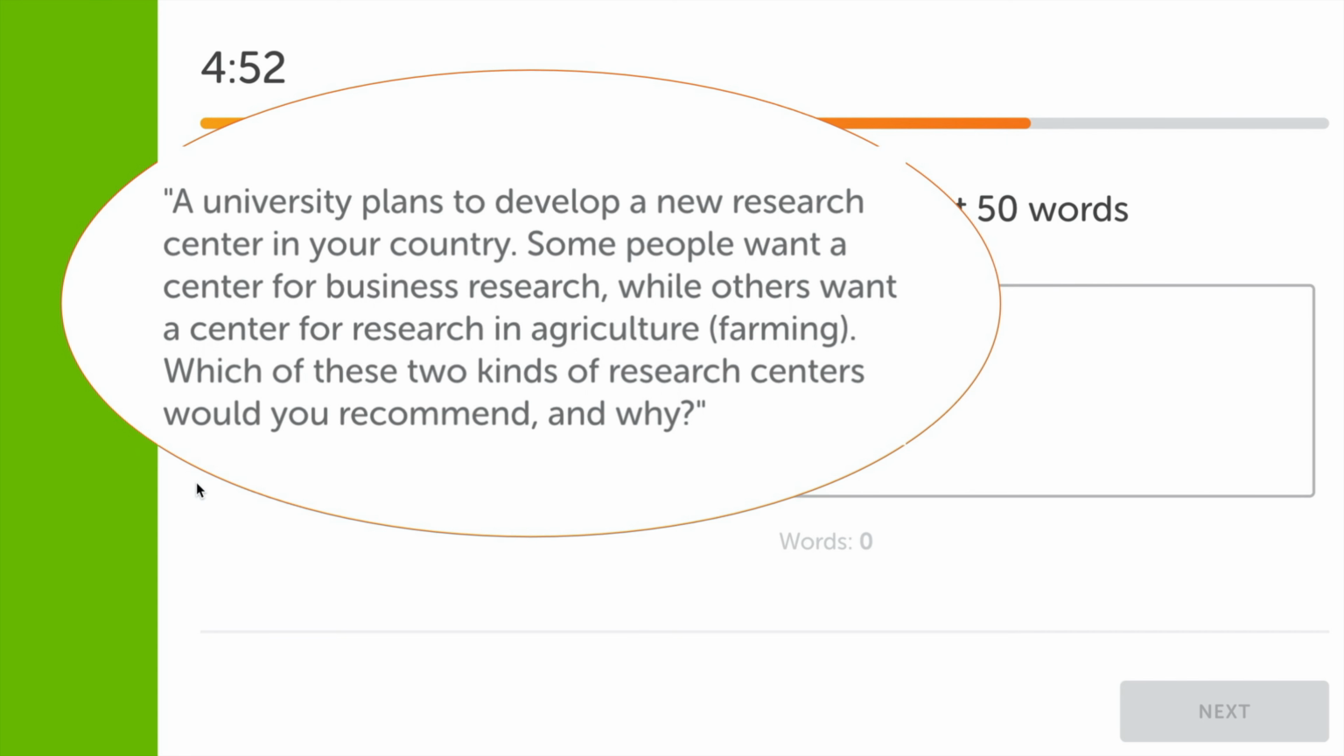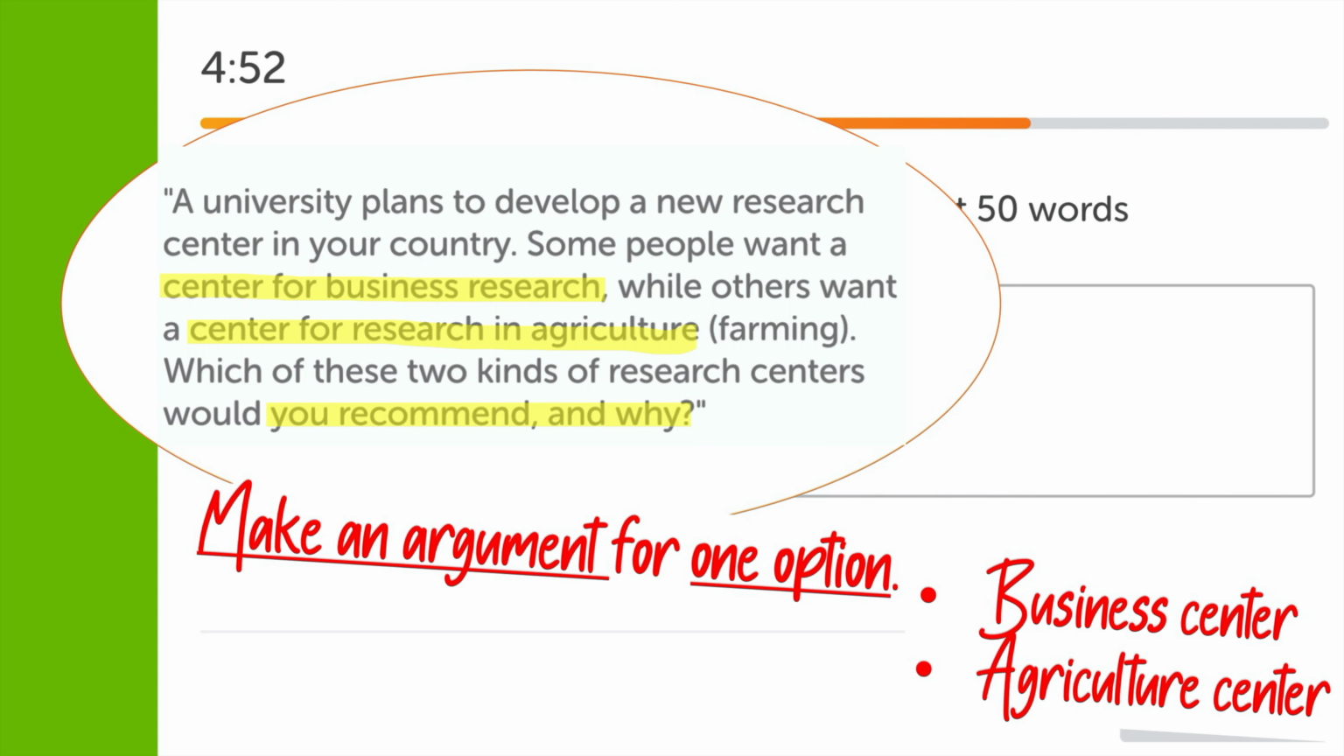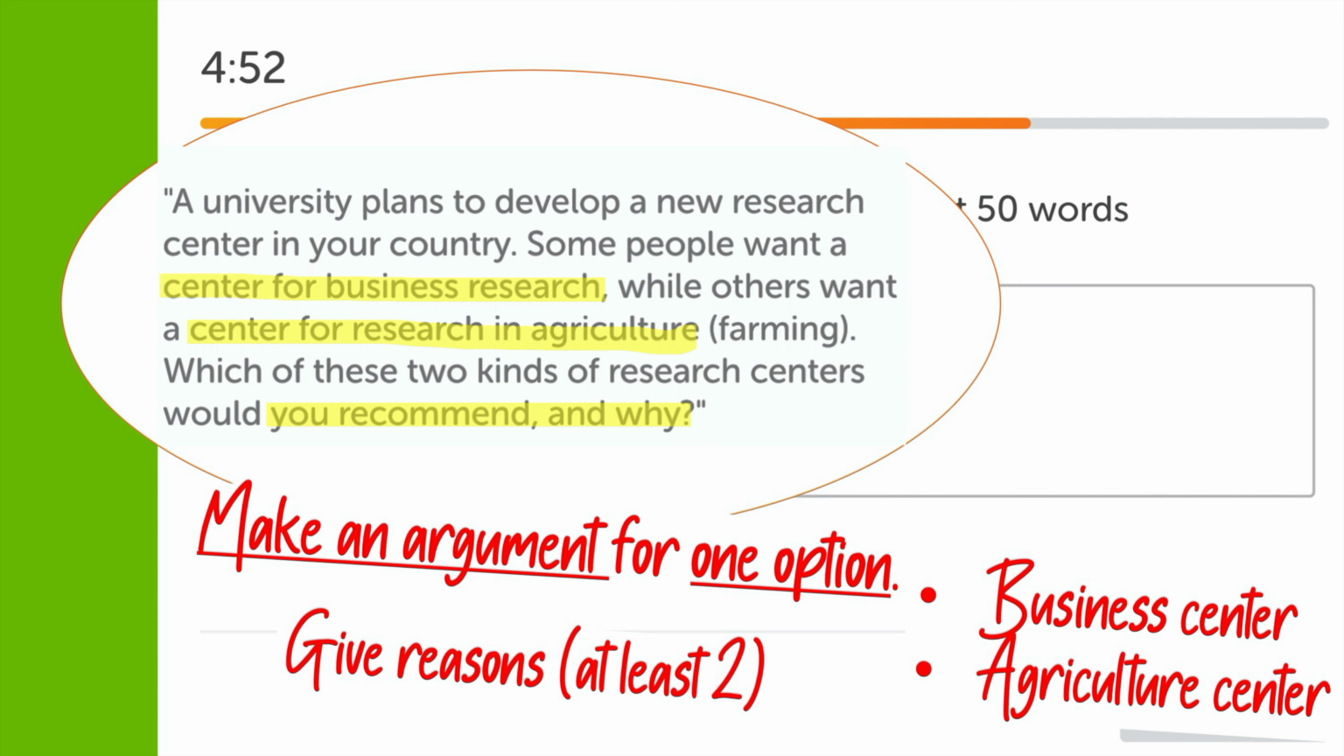Well, this is an example of a make an argument question. Basically, you have to choose one of the options, a business center or an agriculture center, and you have to say why you think so. That means you have to make an argument for one option. So, while you're reading this question, you have to think quickly, which one do I think is better? And then I want you to think of 2 reasons why you think so. Those 2 reasons will be the main body of your essay.